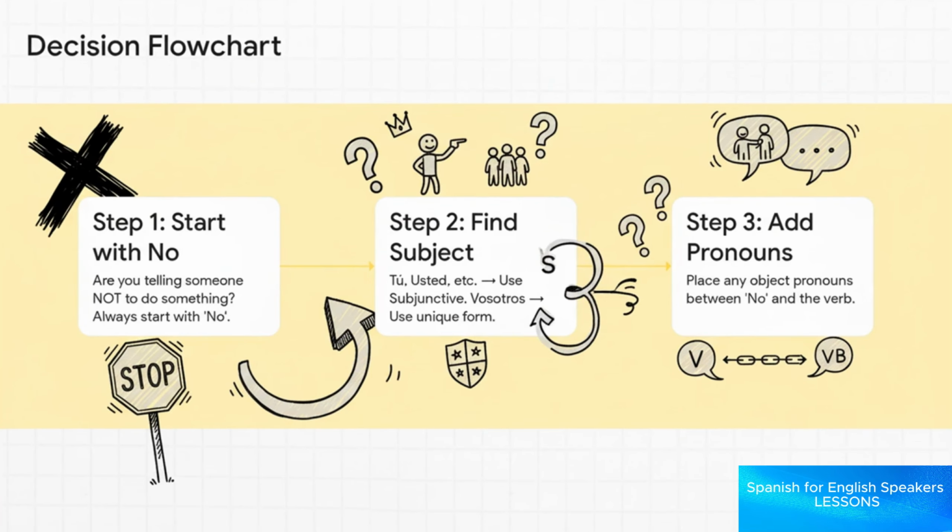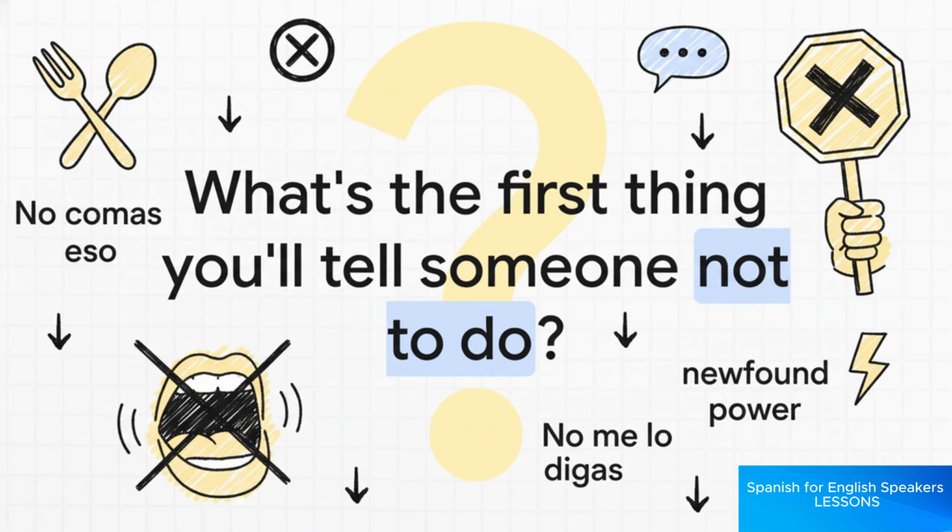So here's a quick decision-making process you can use every time. Step 1, start with no. Easy enough. Step 2, figure out who you're talking to and grab the correct present subjunctive form for them. And step 3, got any pronouns like lo or me, just slide them right in before that verb. That's it. That's the whole process. And that's really all there is to it.